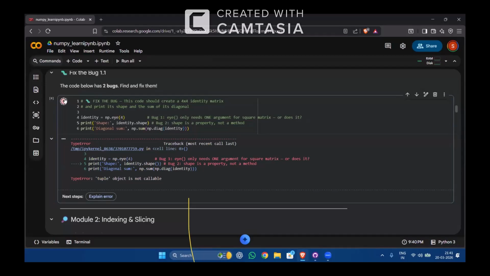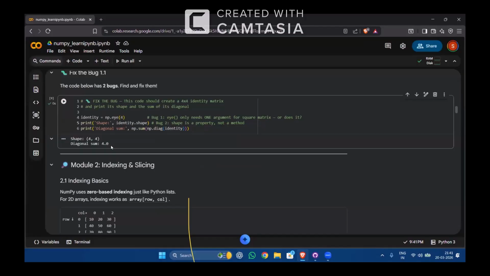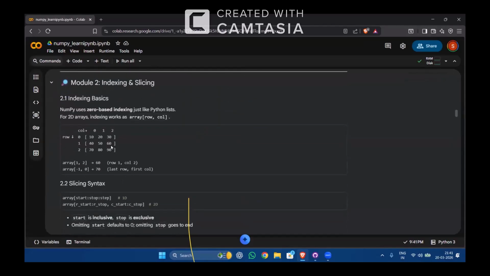Hope these activities help you to clear the concepts in a proper way, right? Okay, so we can move to the second part.